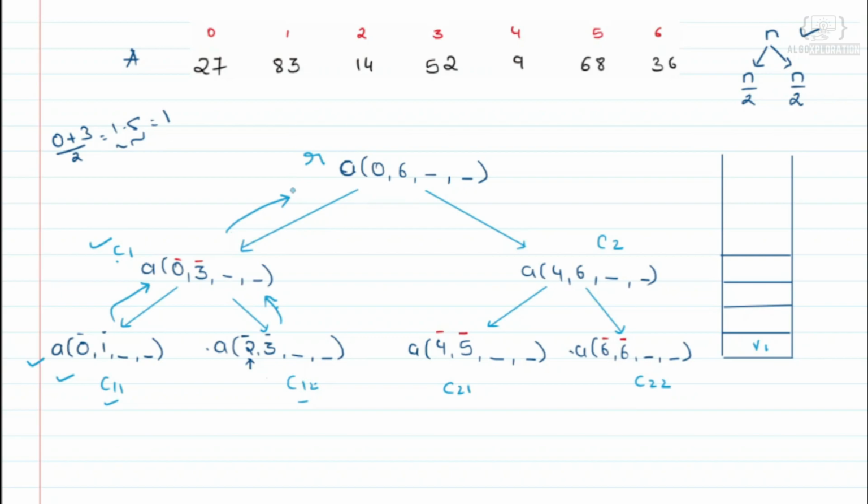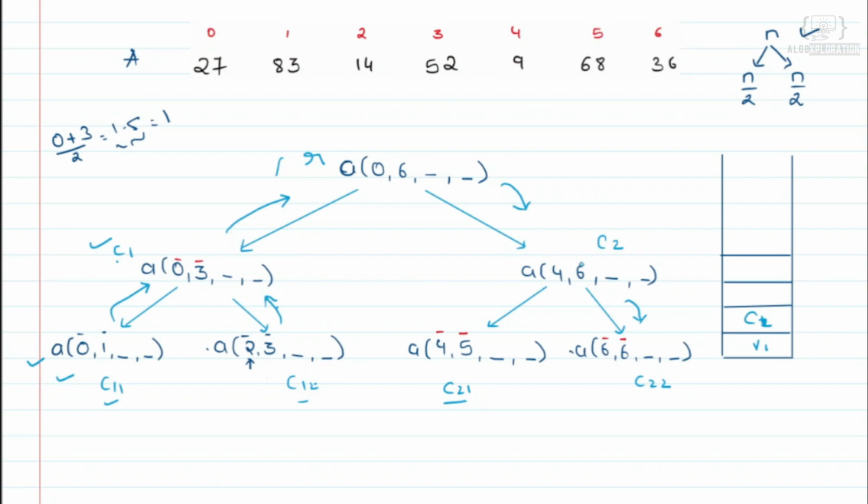Now root has the value from its left child, so it will call C2. Similarly C2 will call C21 and it is a small problem, so it will return its value and will get popped. Now C2 will call C22 and it is a small problem, so it will return its value and get popped.